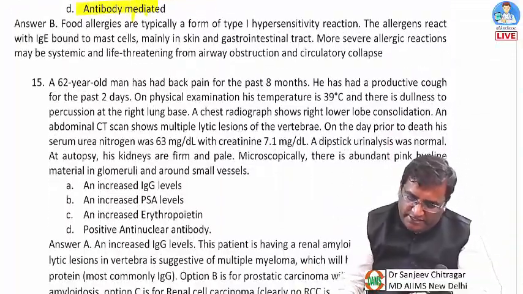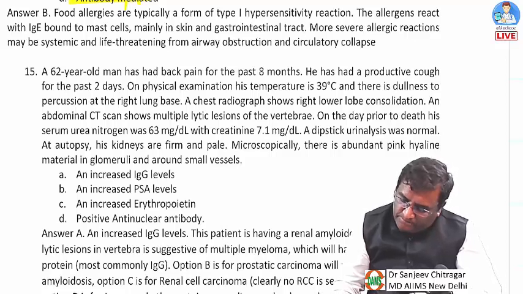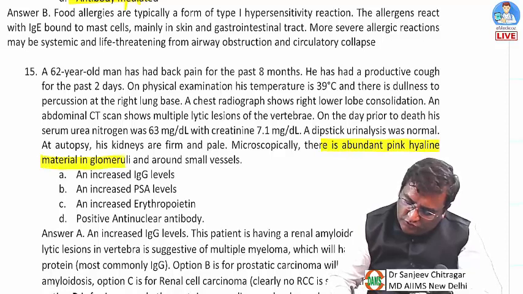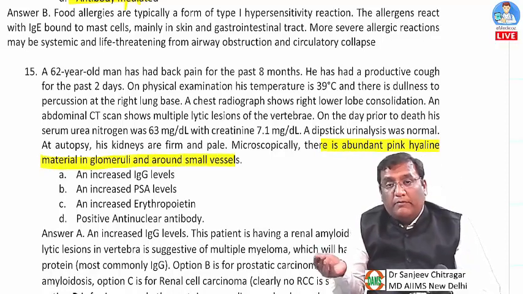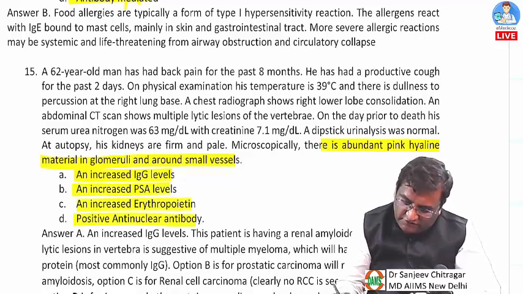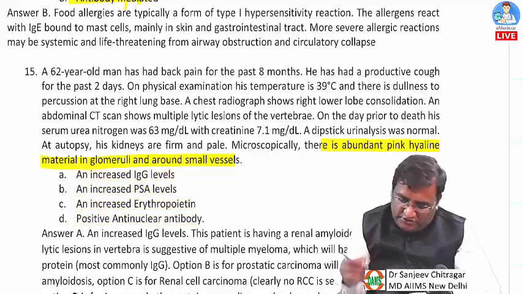Next question, the last line I want to look at. What is the question? Okay. So microscopically there is abundant pink hyaline material in the glomeruli and around the small vessels. That is what has been given. What will be the blood investigation? What will be true? The question has been asked. An increase in IgG levels, increase in PSA level, increase in erythropoietin, positive anti-nuclear antibody. So basically 4 different options are given.